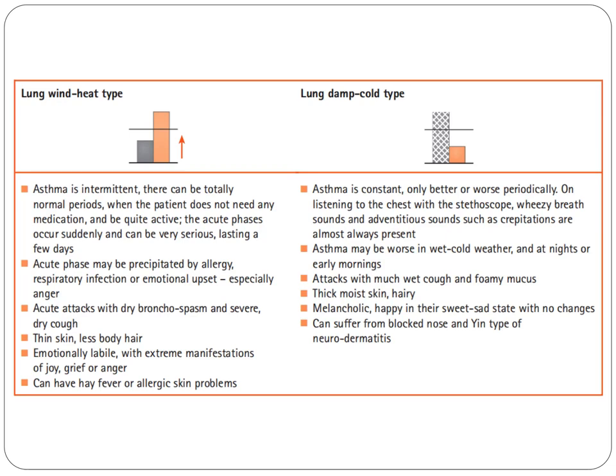Now, for the lung damp cold type, asthma is constant, only better or worse periodically. On listening to the chest with a stethoscope, wheezy breath sounds and adventitious sounds such as crepitations are almost always present. Asthma may be worse in wet, cold weather and at night or early mornings. Attacks with much wet cough and foamy mucus. Thick, moist skin, hairy. Melancholic, happy in their sweet, sad state with no changes. They can suffer from blocked nose and yin type of neurodermatitis.